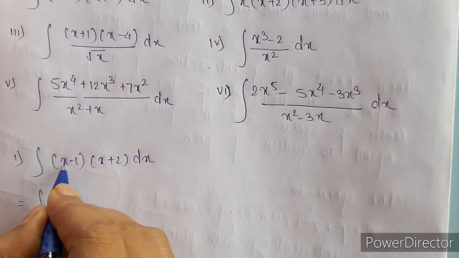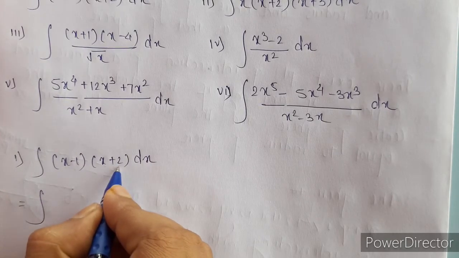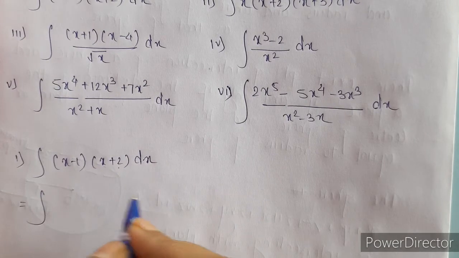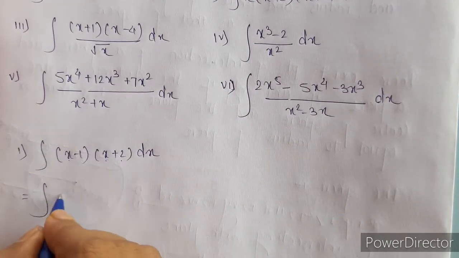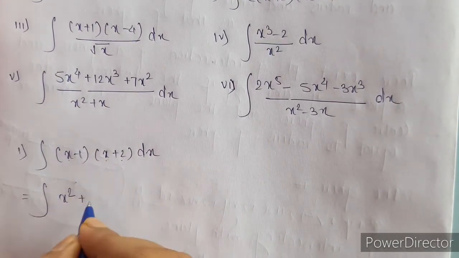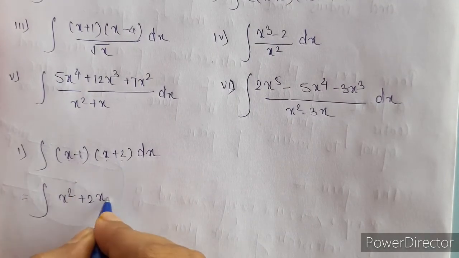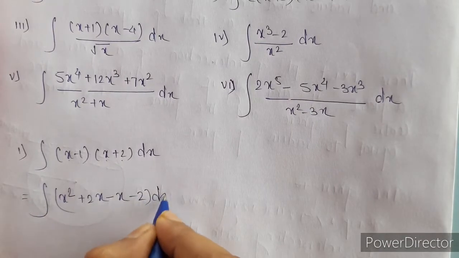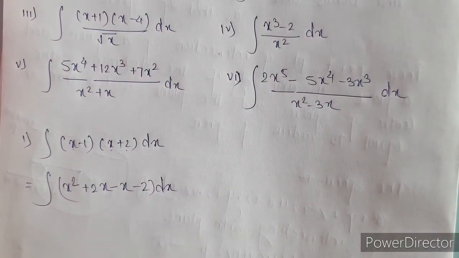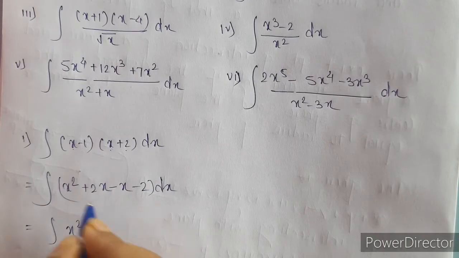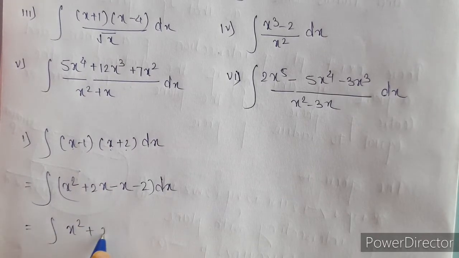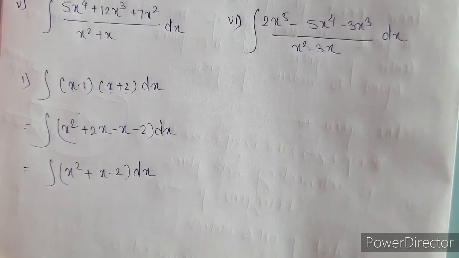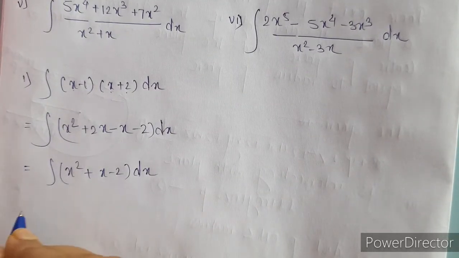So this first bracket I am multiplying with x plus 2, and then again this minus 1 we have to multiply with x plus 2. Okay, so x into x, x square, plus x into 2, 2x, minus 1 into x, x, minus 1 into 2 is minus 2 with respect to x. So we can even write this as x square plus 2x minus x is plus x minus 2 with respect to x. Now it is simplified, so we can integrate this.